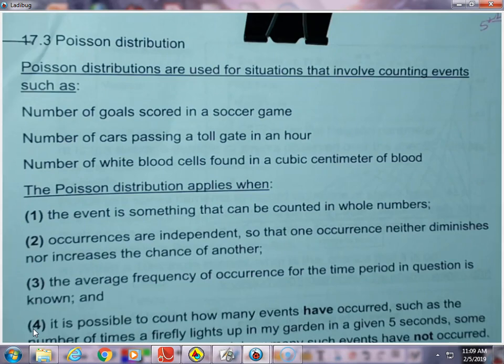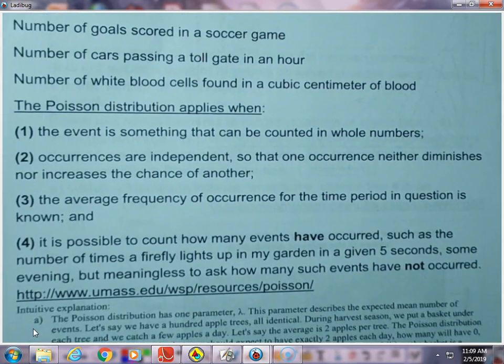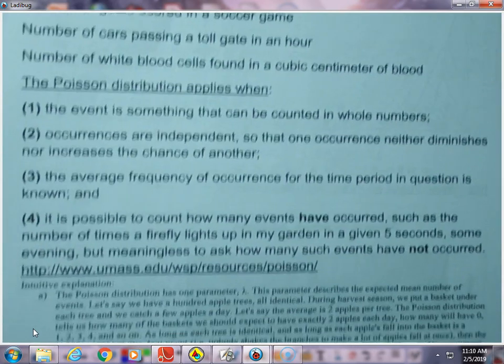Okay, and then the last thing down here says it is possible to count how many events have occurred, such as the number of times a firefly lights up in my garden in a given 5 seconds some evening, but meaningless to ask how many events have not occurred. So, how many times did the firefly not light up? Doesn't make any sense. How many cars didn't go through the toll booth? Doesn't make any sense. Okay, so it only makes sense to count how many do.